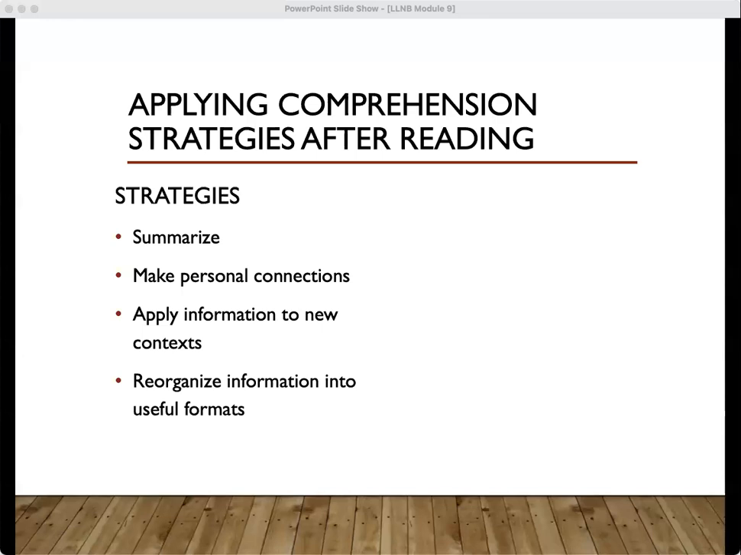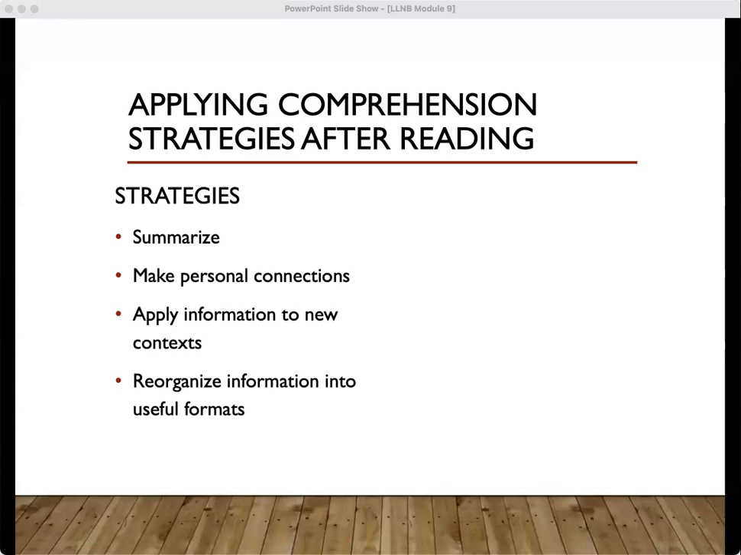Some additional comprehension strategies for after reading are to make personal connections with the story or apply the information from the article to new contexts. Learners can reflect on how the main character's experiences are similar to or different from their own. You might ask the learner questions about what they would have done in a similar situation or how the characters in the text might have made different decisions if the circumstances had been different.